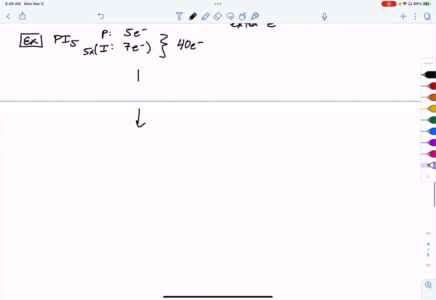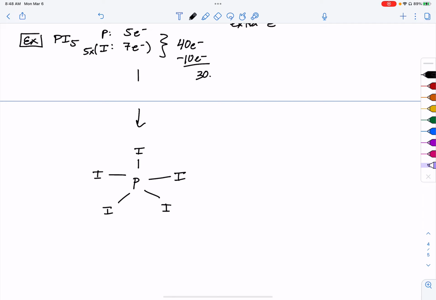If I were to then do my symmetric placement of my iodines around my phosphorus, I might have this kind of pentagon shape. And then, according to my Lewis dot structure drawing rules, I would connect each of these iodines to my phosphorus using a single bond. So in doing so, I've used up 2, 4, 6, 8, 10 of my electrons that I'm allowed, leaving me with 30 electrons.